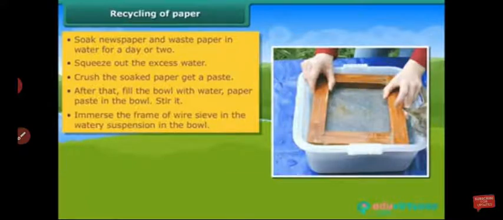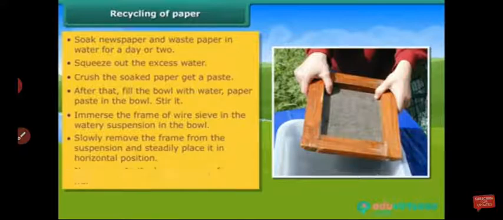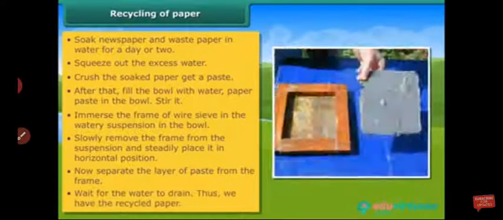Immerse the frame of wire sieve in the water suspension in the bowl. Slowly remove the frame from the suspension and steadily place it in a horizontal position. Now separate the layer of paste from the frame. Wait for the water to drain. Thus we have the recycled paper.